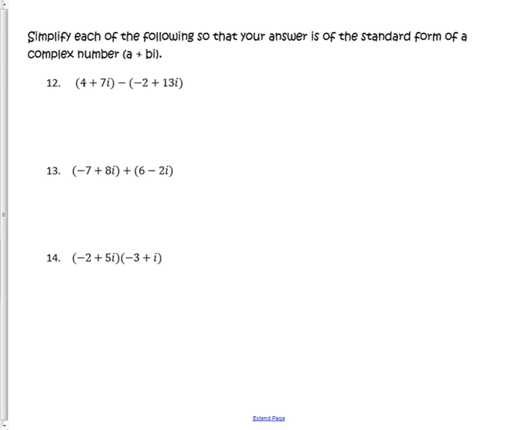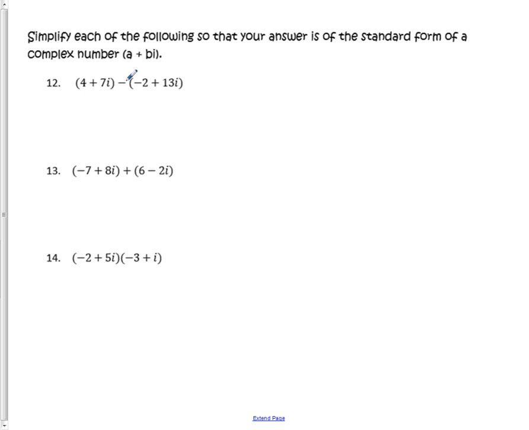This video will cover all the complex problems, so 12 through 15 on your study guide. The first one you are subtracting, the second one you're adding. For both of these, you're simply just combining like terms. So you're combining the real part and you're combining the imaginary part.